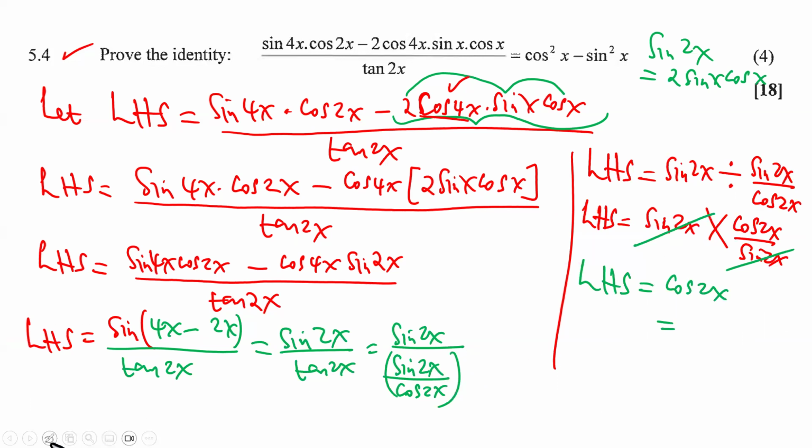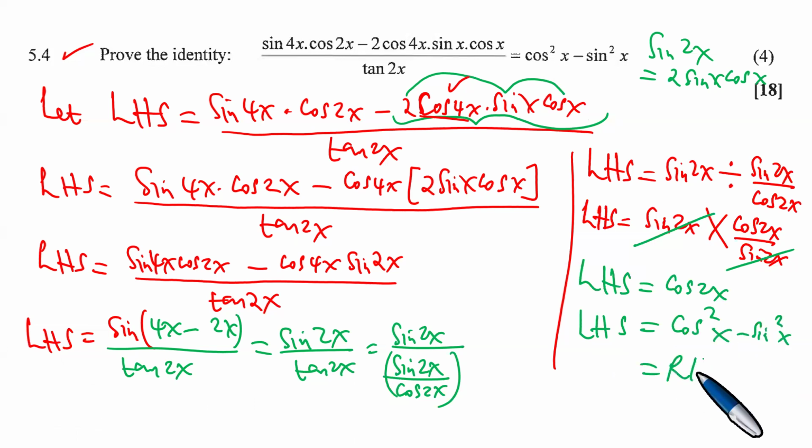What is cosine 2x? Is it equal to cosine squared minus sine squared? Yes, it's equal to cosine squared x minus sine squared x. It's the double angle formula, and this is the right-hand side. And obviously, as a conclusion, therefore, the left-hand side equals the right-hand side.